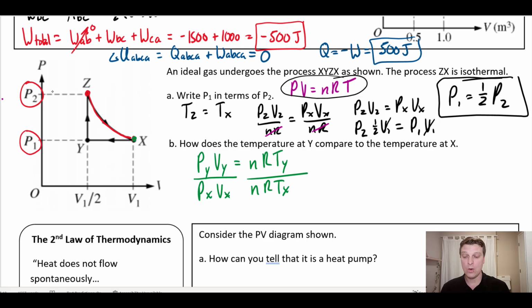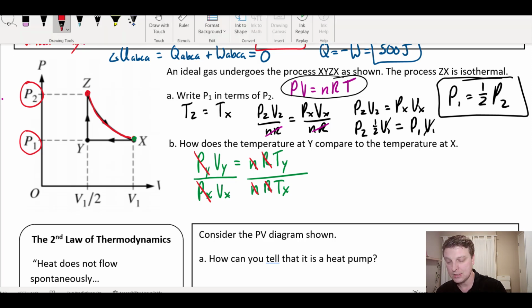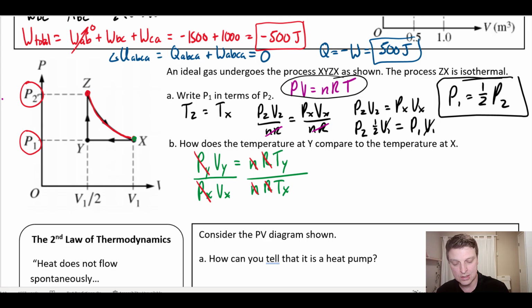Now, PY and PX are the same pressure. They're both sitting at P1. So these are going to cancel out. And of course, the N's cancel out and the R's cancel out. And what I'm left with is a ratio that says that Vy over Vx equals Ty over Tx.